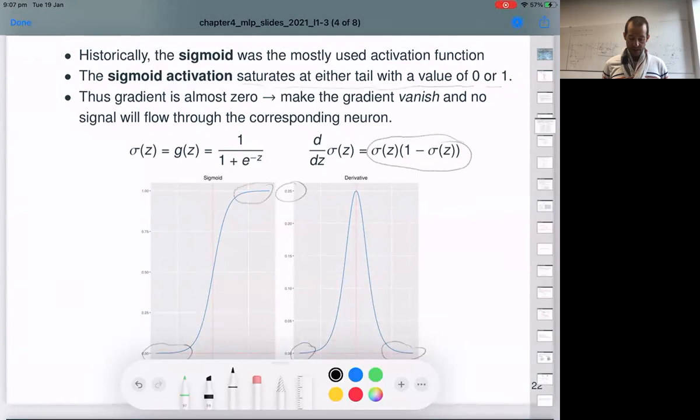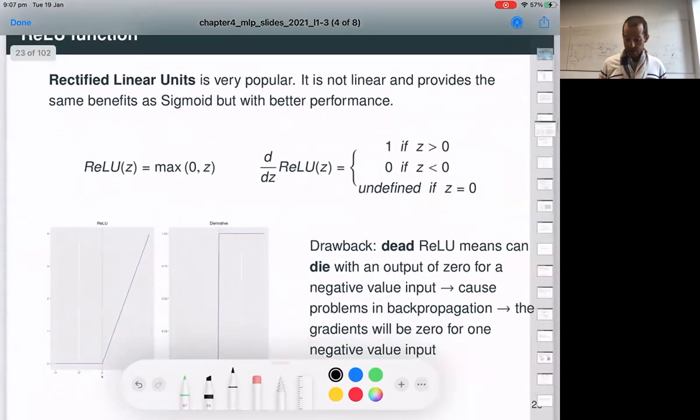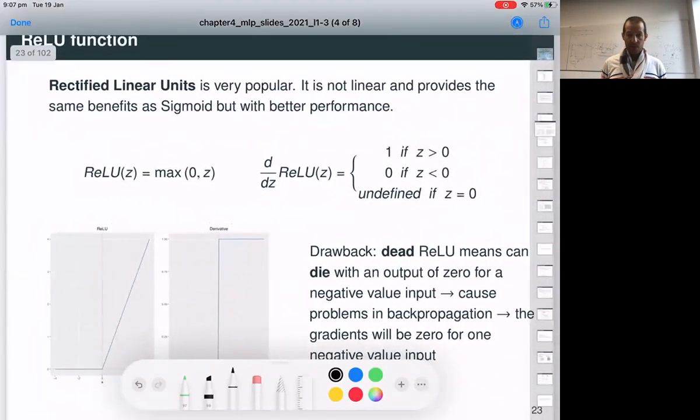Okay, so it will sometimes cause a problem called the vanishing gradient. It means that your gradient will be smaller and smaller, and afterwards will be close to 0. If your gradient is close to 0, it means that it doesn't move any more. Keep this point in mind. And this is the reason that the most popular now, becoming the most popular, is the ReLU, rectified linear unit.